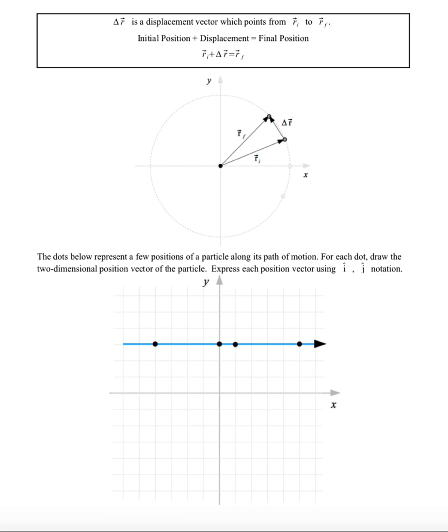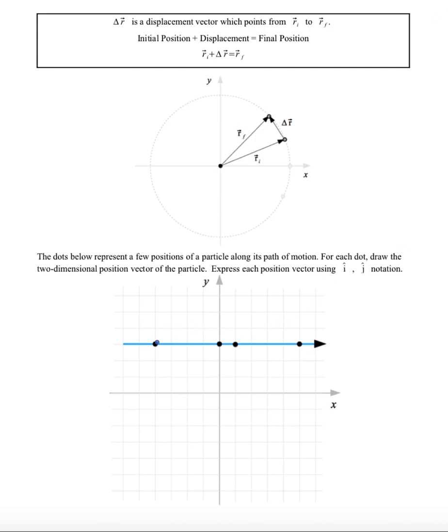Let's take a look at the example at the bottom. It says the dots below represent a few positions of a particle that's moving along a path of motion. The blue line is the path. For each dot, draw the two-dimensional position vector of the particle, so show where it's located, and express each position vector using i hat and j hat notation.